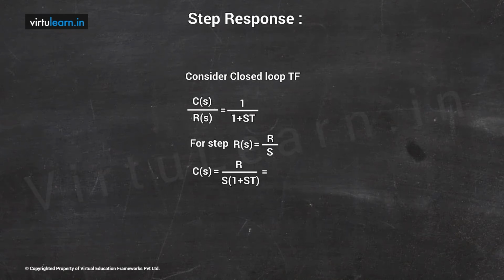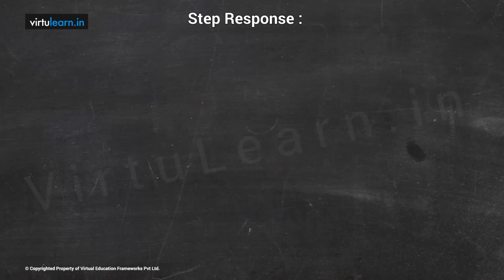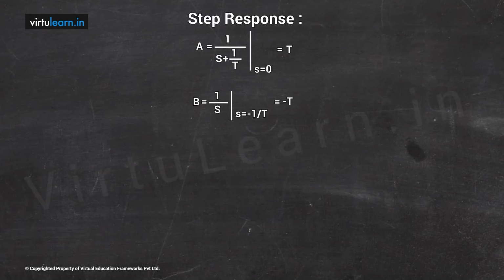Let us write in standard form R divided by capital T into 1 by s into s plus 1 by T. Therefore, I can write the term 1 by s into s plus 1 by T as A by s plus B by s plus 1 by T. So we can find out what is A, what is B very easily, which results A is capital T and B is minus T.